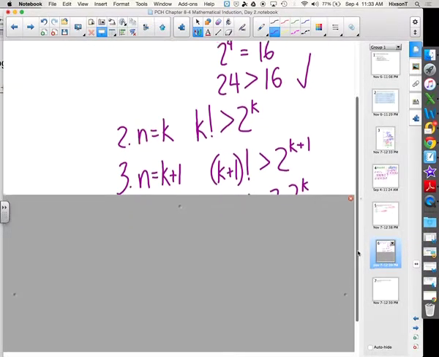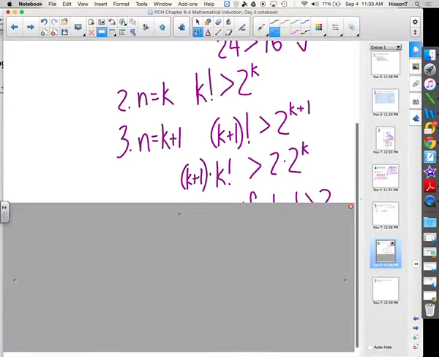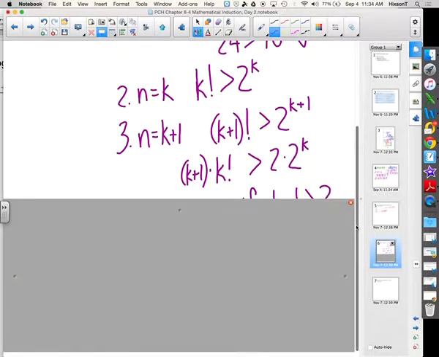So, if we look at this, we could rewrite this factorial as k plus 1 times k factorial, right? Okay? We could rewrite 2 to the k plus 1 as 2 times 2 to the k, right? Okay? Now, watch this. We already know k factorial is greater than 2 to the k. We said that here.